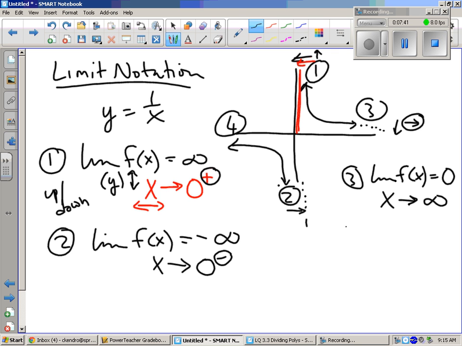All right, let's try number 4. Always start out limit of f of x. Again, this is headed up towards this x-axis, which is 0 for the y. And what's x doing? It's going left, left, left, left. So that's negative infinity. Okay, so that's limit notation. We're going to do another one in class when you guys get there. So if it's a little confusing, just give it time. Practice will make it much simpler.